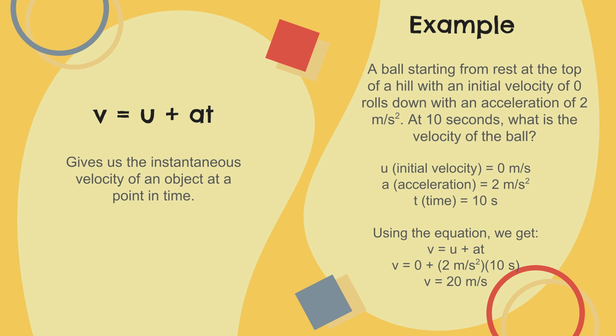Plugging these values into the Suvat equation gives us v equals u plus at, v equals 0 meters per second plus 2 meters per second squared times 10 seconds, v equals 2 meters per second times 10, and finally v equals 20 meters per second. Thus, the velocity of the ball after 10 seconds is 20 meters per second.